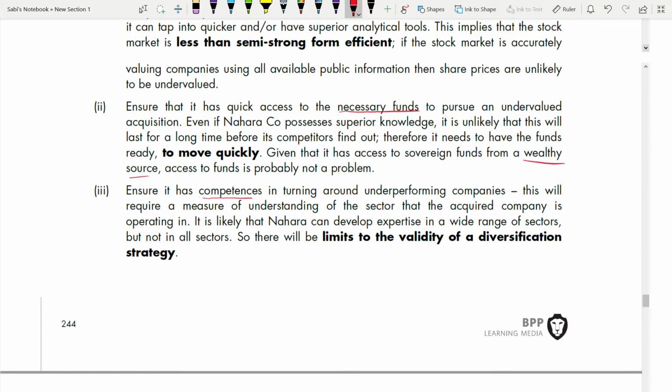Yes, you cannot say it's not valid or it is valid, right? If you cannot say it properly, then this is the way of saying. Ultimately, you have to say whether it's valid or not. So they are saying it limits the validity of a diversification strategy.